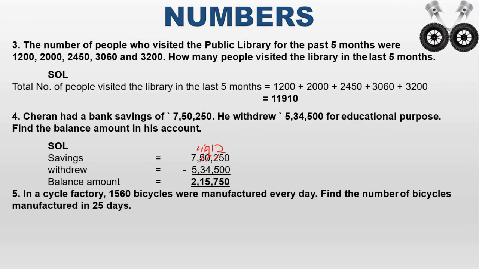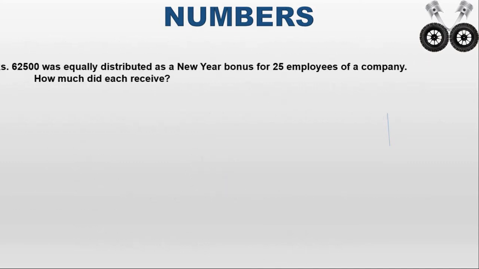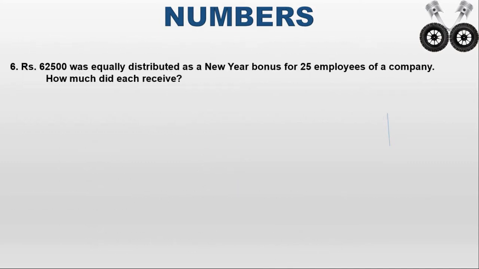Here the days are increased from 1 to 25. Okay, that means the bicycle production is also increased. So we have to multiply, right? Number of bicycles manufactured in one day equals 1,560. Number of bicycles manufactured in 25 days equals 1,560 into 25. So we get the answer 39,000. Okay. What is the next question?